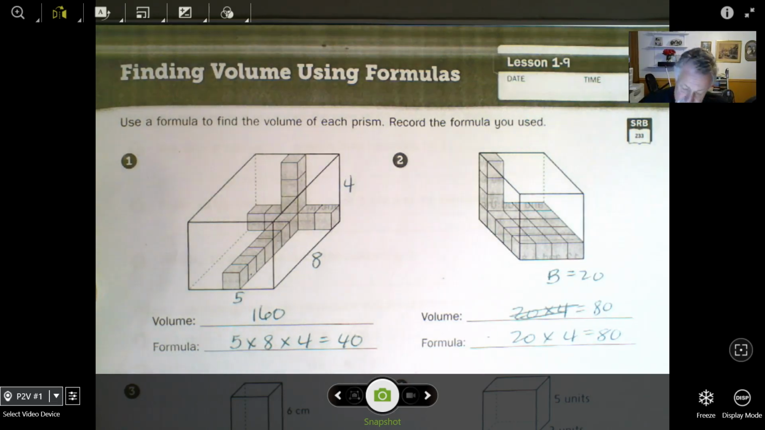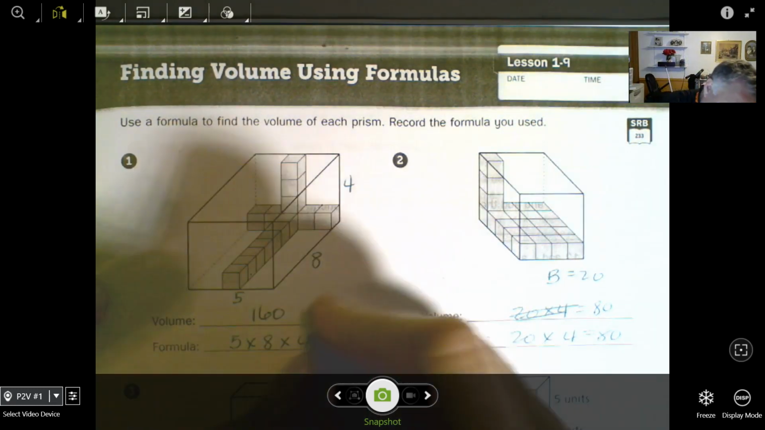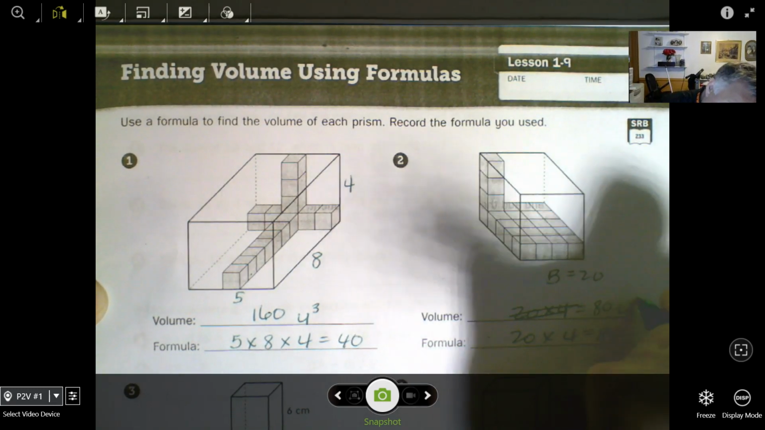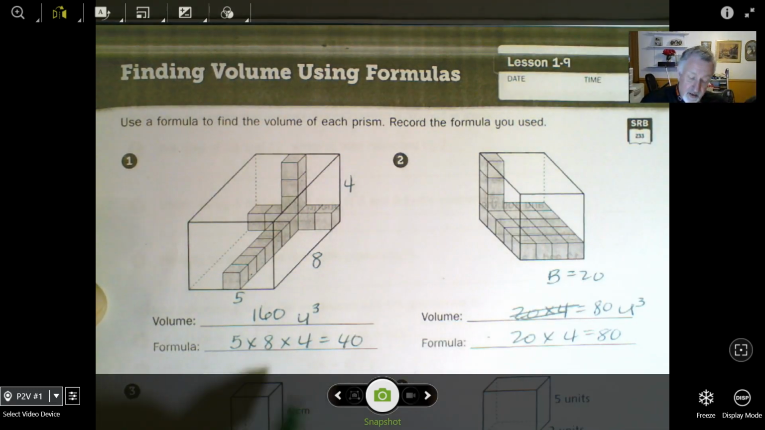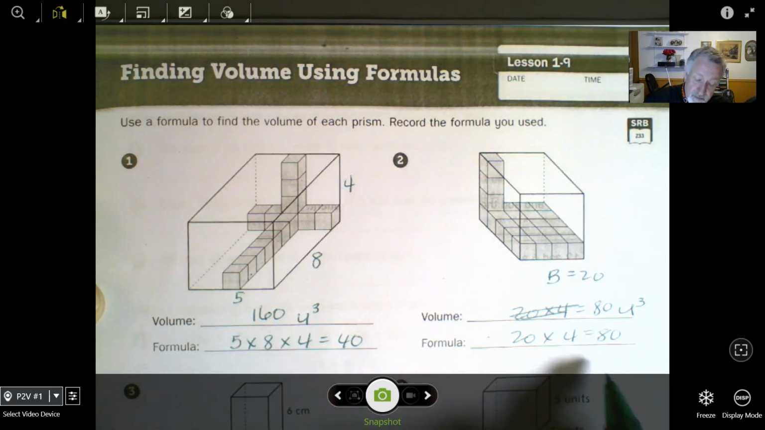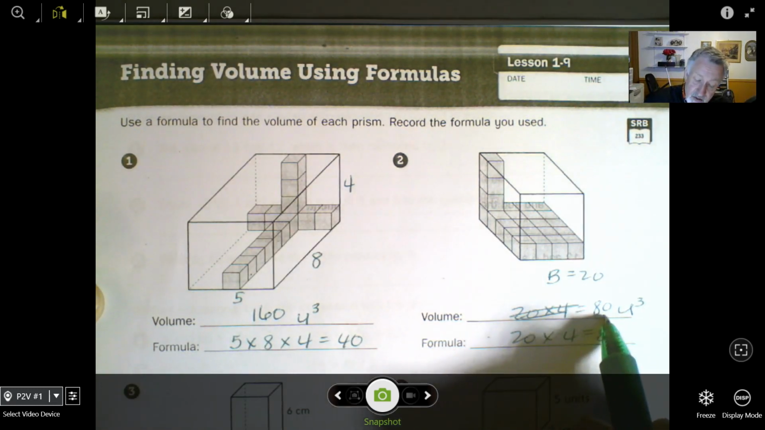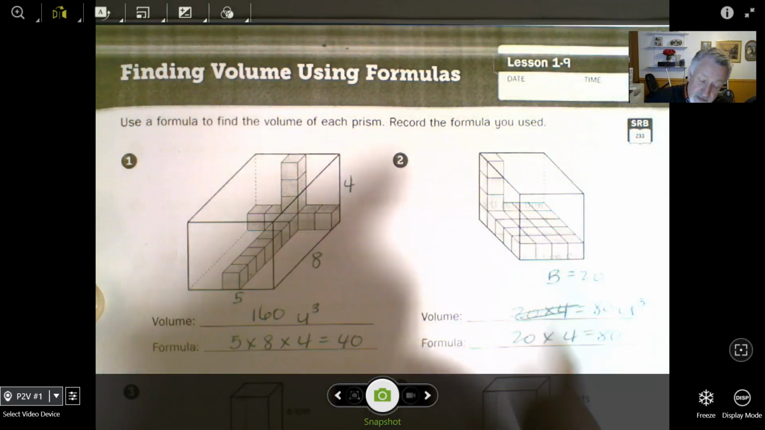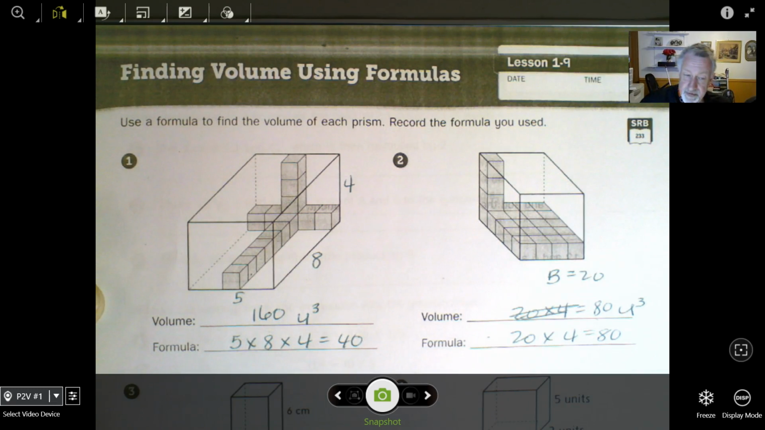Page 25, problems 1 and 2. Problem 1, the volume is 160, and again that's cubic units, and we found that by doing length times width times height. Problem 2 is 80 cubic units, and we did that by looking at a base of 20 times a height of 4.